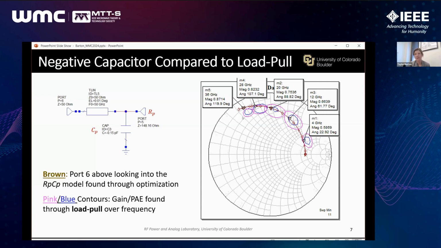So you can see, of course, it's not going to align perfectly. This is over a 4 to 36 gigahertz frequency range. There are other parasitics in the device, but we're able to more or less capture the behavior of what the large signal operation is going to do.